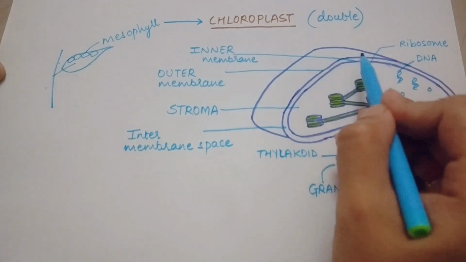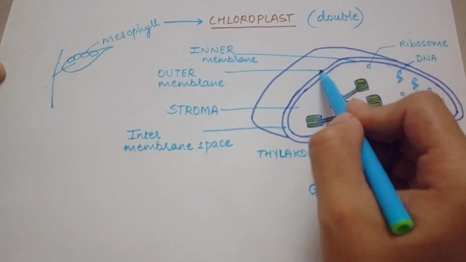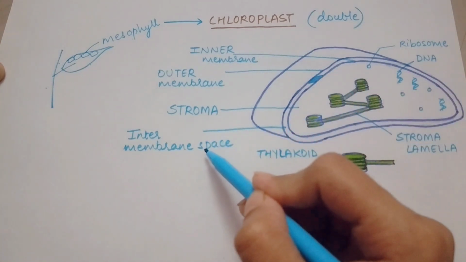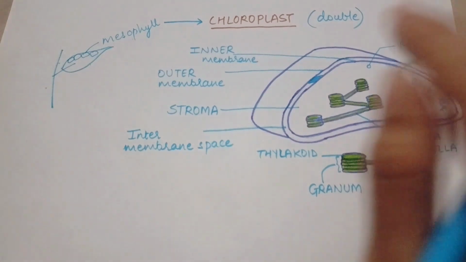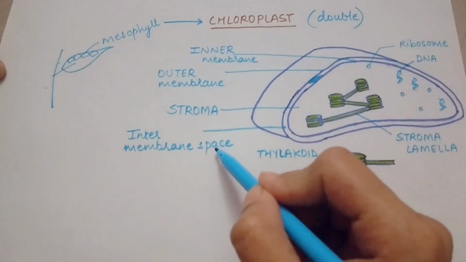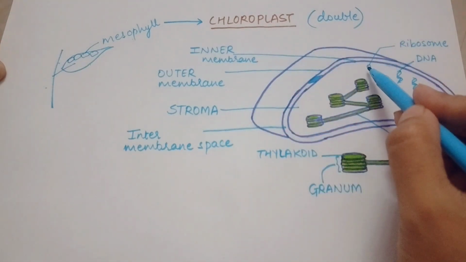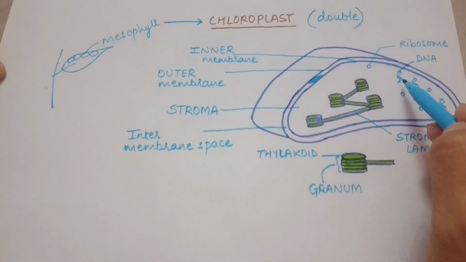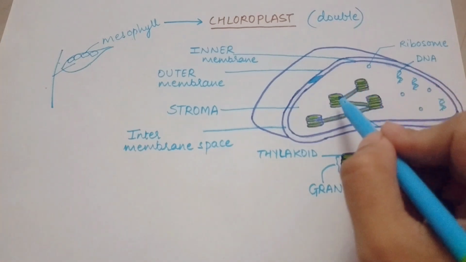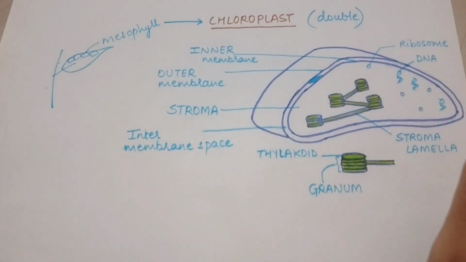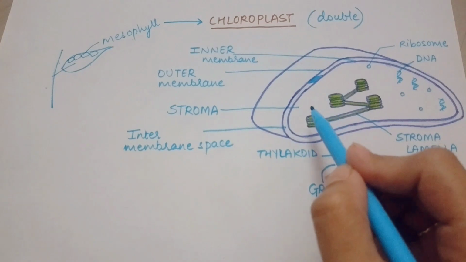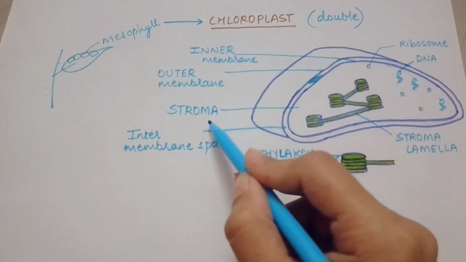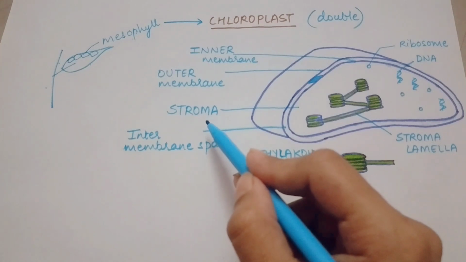So it has two membranes, the inner membrane and the outer membrane, and between these two membranes there is the intermembrane space. Space between two membranes, it is intermembrane space. There are ribosomes present in the chloroplast. There is DNA, genetic material, present in the chloroplast. Now this is something important which is present in the chloroplast. See here, the inside matrix. This inside matrix is called stroma. So stroma is the matrix of the chloroplast.